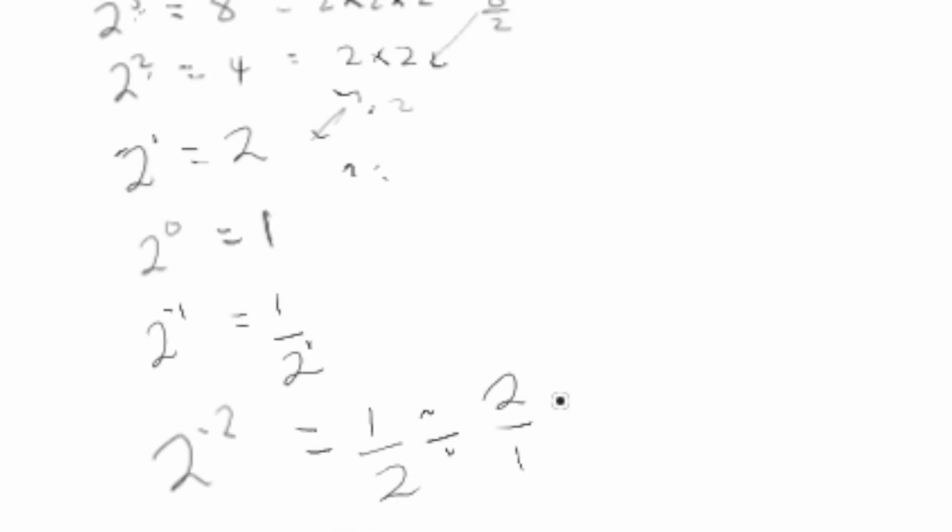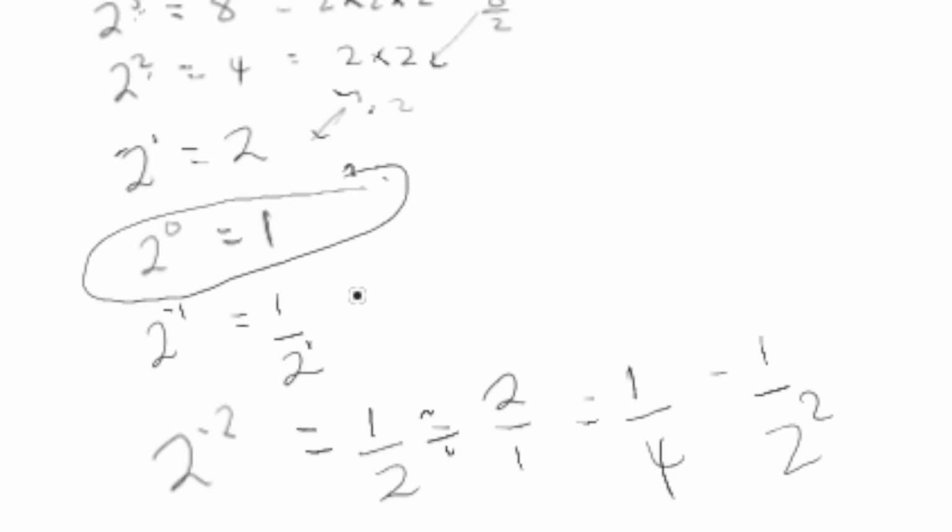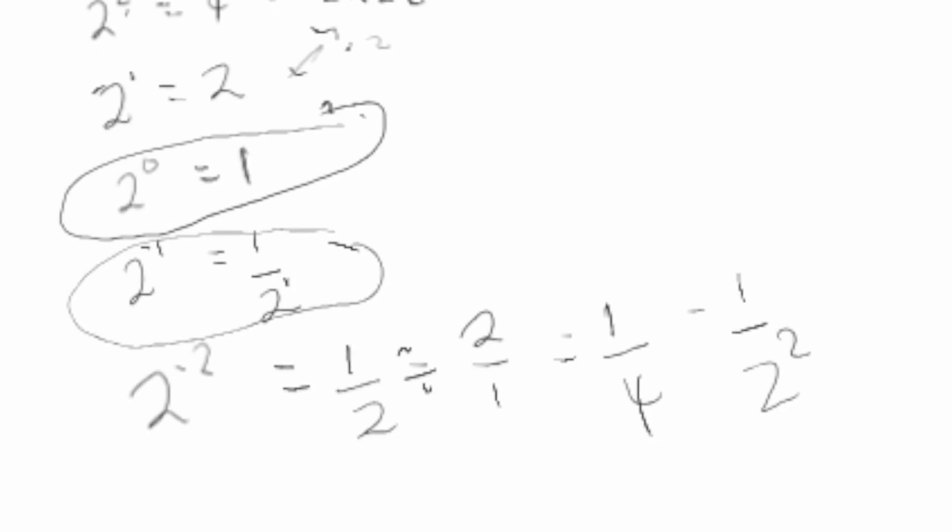So this one will give us 1 out of 4, which is 1 out of 2 squared. Because you reciprocate the division of fraction. You reciprocate the second fraction, and then you change this to multiplication. So that is how we got the zero exponent and then the negative exponent. So this is it about the zero exponent and the negative exponent.